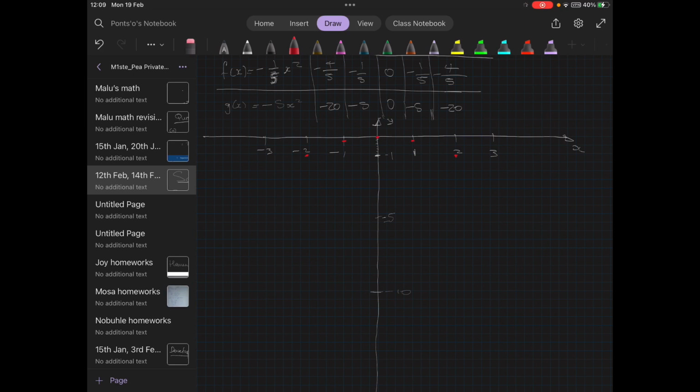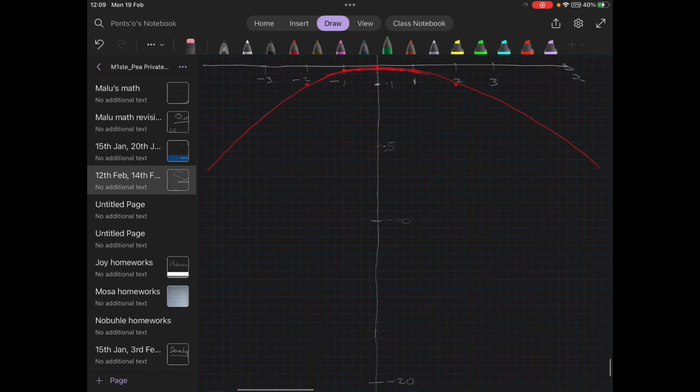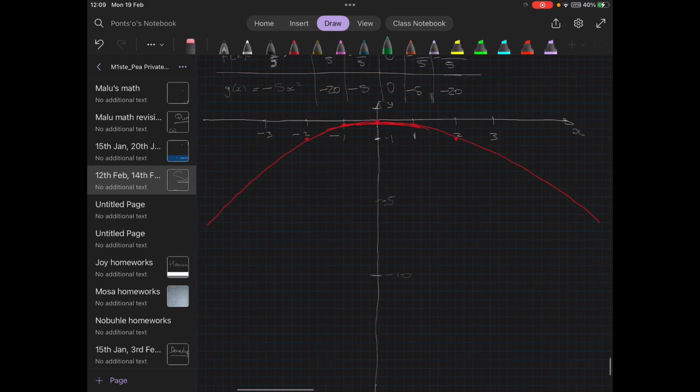And then I want to plot it out like that. It's a parabolic curve, but it's really shallow, almost flat-ish. Right? And then the second one, we've got negative 20 maps to negative 2. So somewhere there.